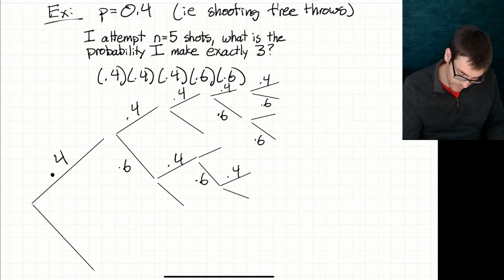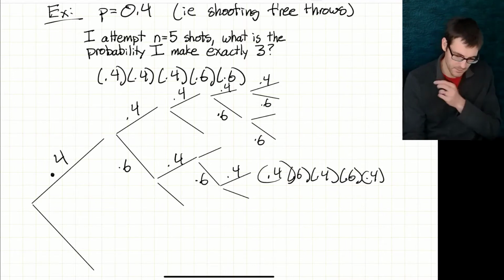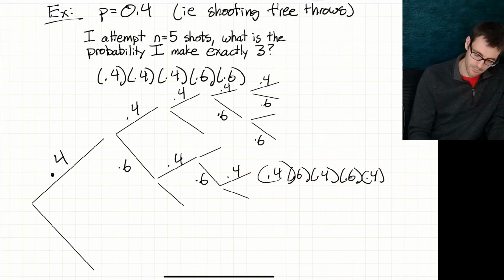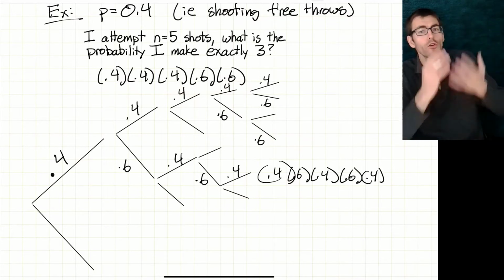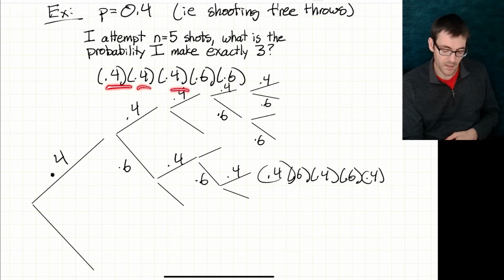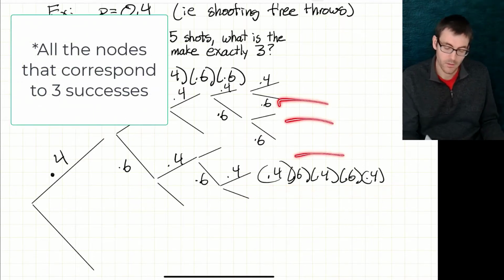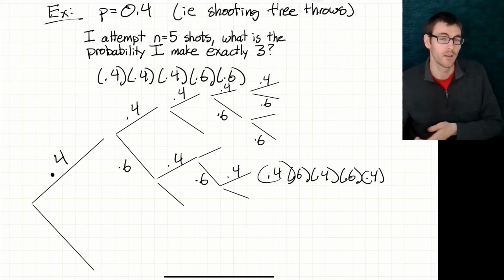And the probability of that occurring would be 0.4 times 0.6, 0.4, 0.6, 0.4. And the point I'm trying to make is the probability of being here is the same thing as the probability of being here, which we found with this one. So if I want to know the total probability of making 3 of the 5 shots, I need to add together all of these different nodes. Well, since they're all the same, I just have to multiply by how many there are. All right, and that's actually sort of almost a tricky thing to count.